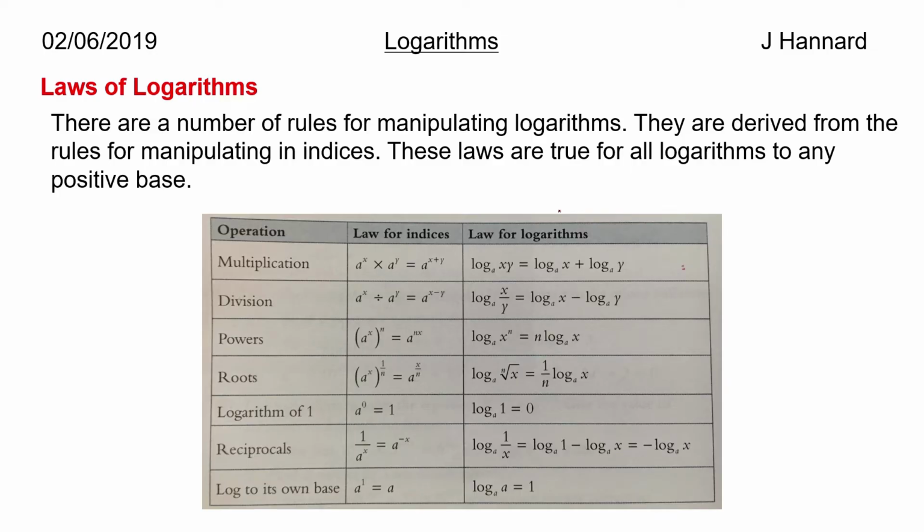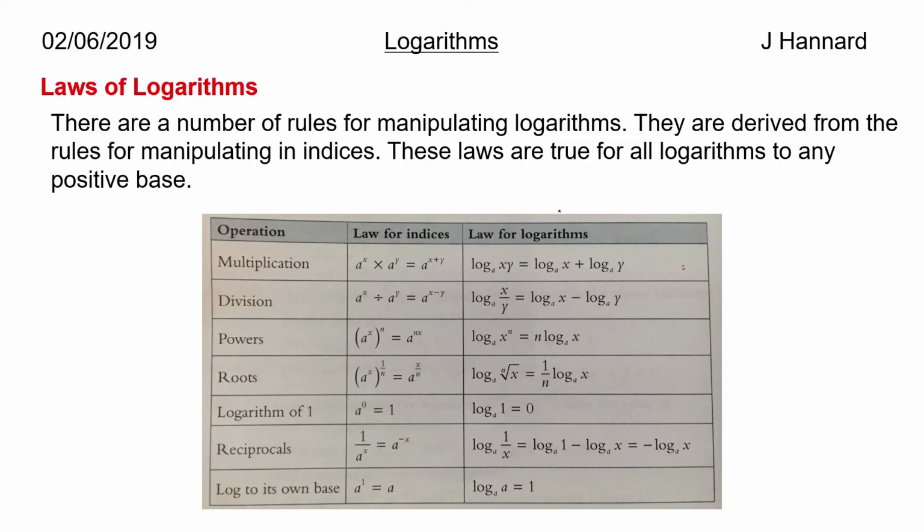Again, there was a nice table in the textbook for laws of logarithms, so we'll go through them in a little bit. There are a number of rules for manipulating logarithms. They're derived from the rules for manipulating indices. These laws are true for all logarithms to any positive base.